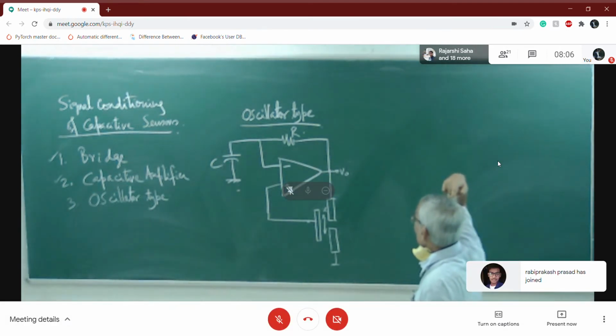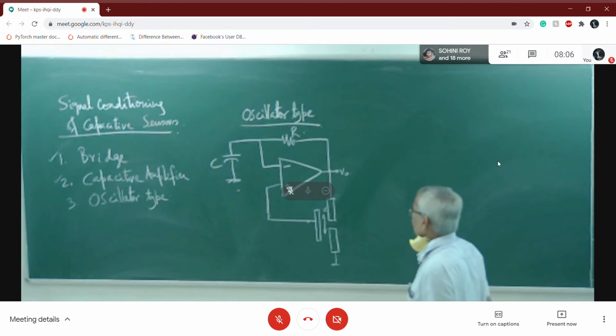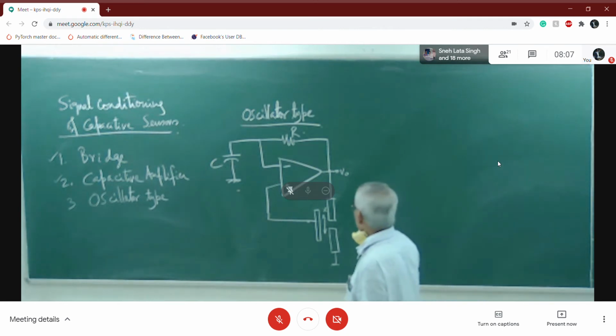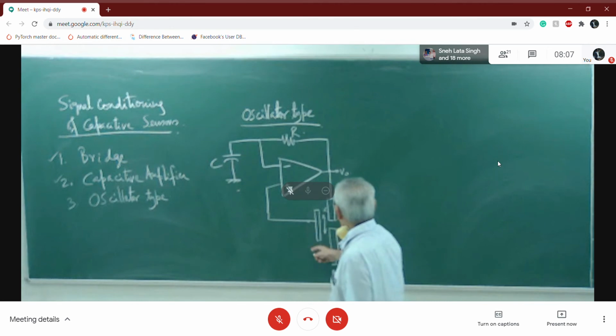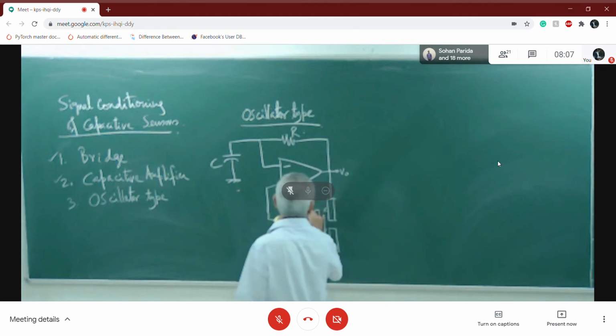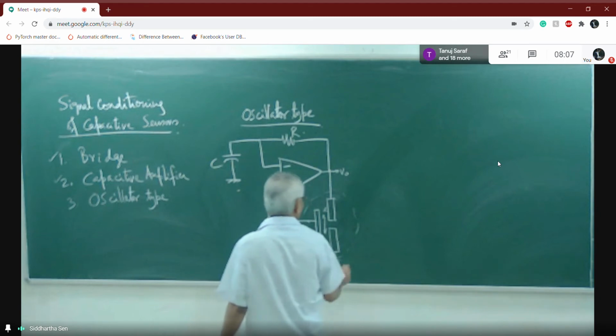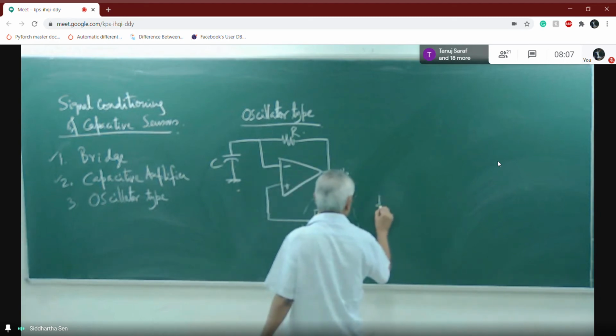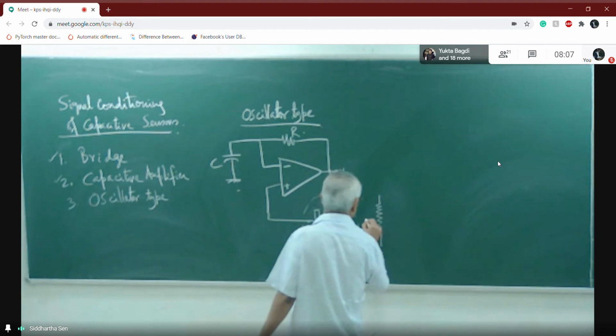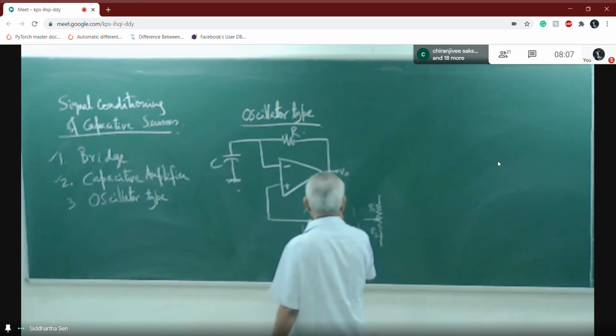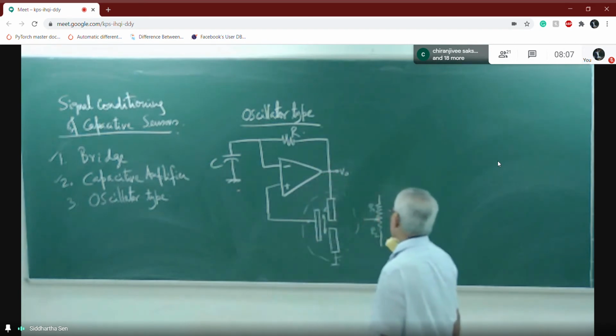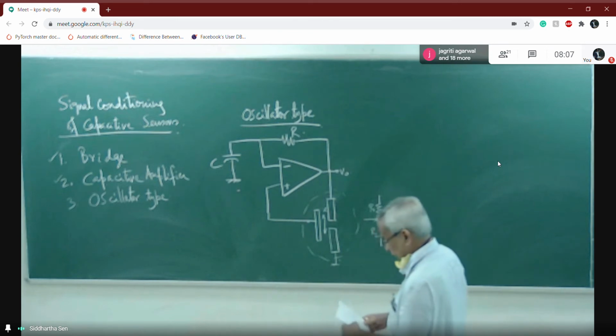This is a simple type of square wave generator or oscillator. It consists of basically a voltage divider. Often in our lab or in our circuits, we keep a potentiometer here, R1, and this portion is R2. Instead of a resistive potentiometer, we can have a capacitive potentiometer as well.